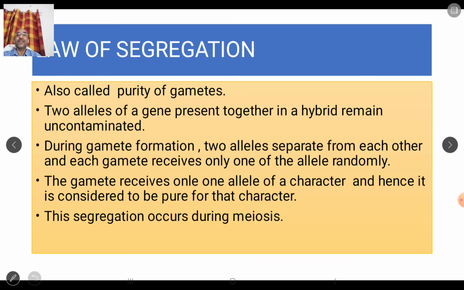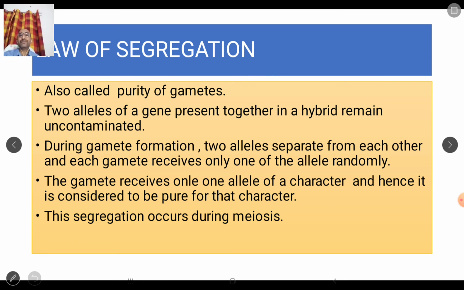Now come to the actual first law of Mendel, that is the law of segregation. It is based on monohybrid cross. And as far as the third law, the law of independent assortment, is concerned, we will study about it in the next video, which is based on dihybrid cross. So what does the law of segregation say? It is otherwise known as purity of gametes.